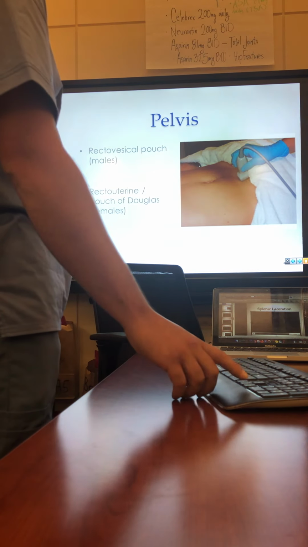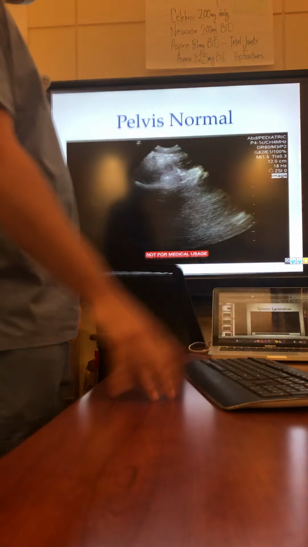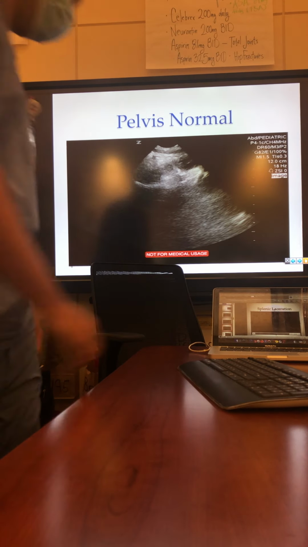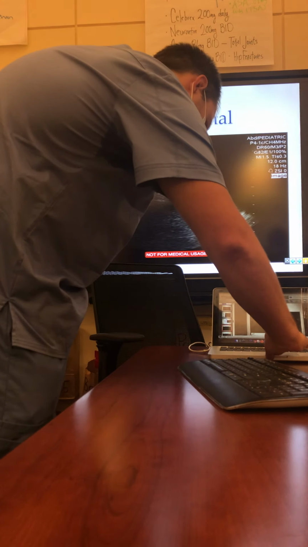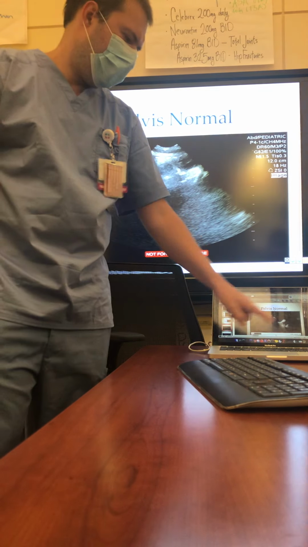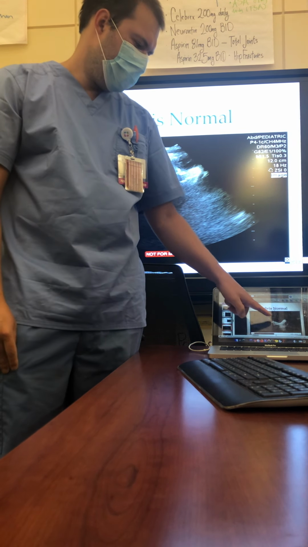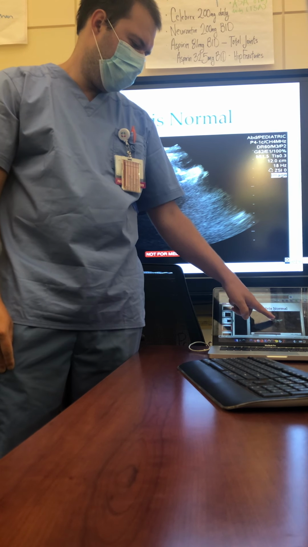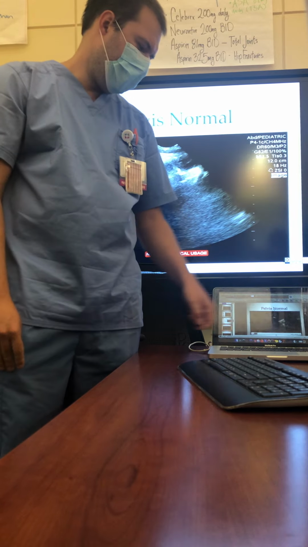Okay. Pelvis, rectovesical pouch in males, or the rectouterine, the pouch of Douglas in females. This one you're gonna have to look on here. Okay, so this is normal. I'm gonna stop it as we go, but this is the bladder coming in over here. This is all bowel with all shadowing over here. You can see as we scan through the bladder, you're looking for basically fluid around the bladder.